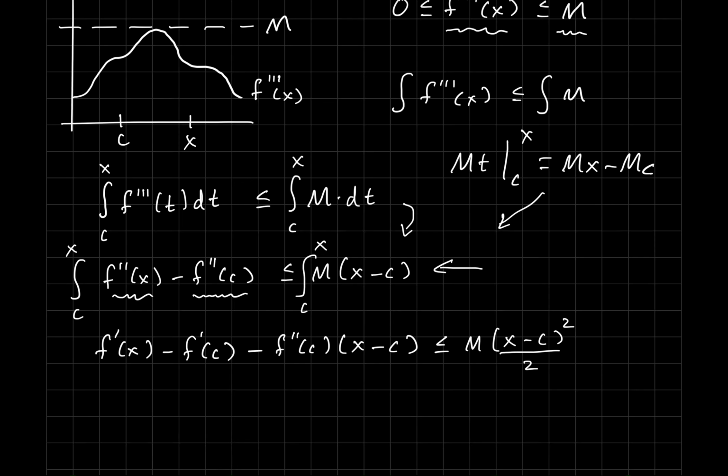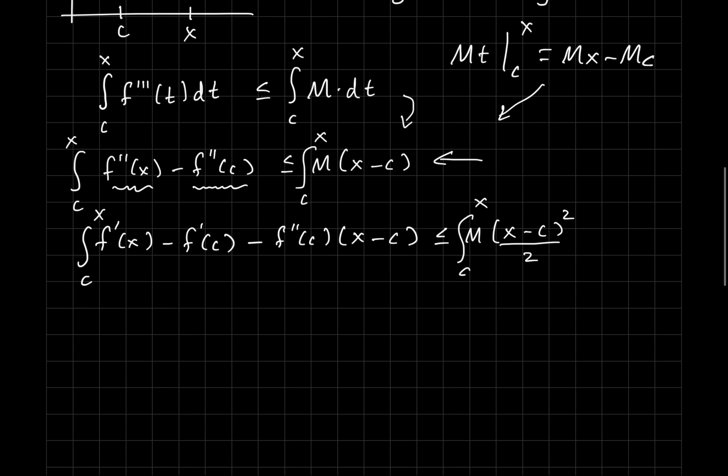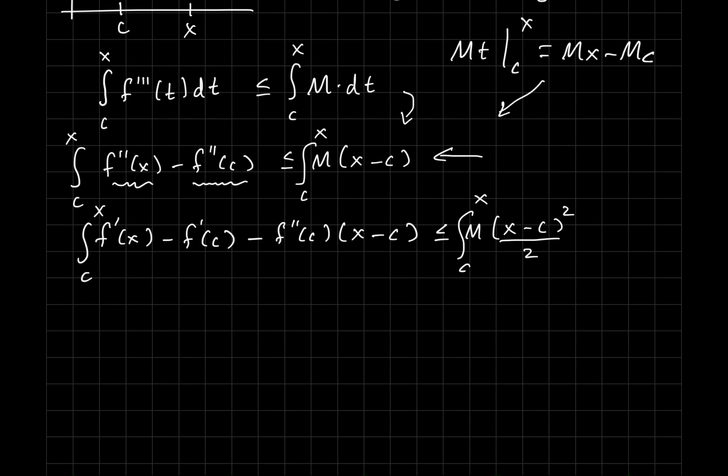But if this is true, I should be able to do an integral again, and this is the last time we will need to do it. The integral of f prime of x is f, plug in the top limit, minus f, plug in the bottom limit. So I took care of that piece. Let's worry about this next part. So minus f prime of c is a number. So we can do the constant rule, f prime of c times x minus c.